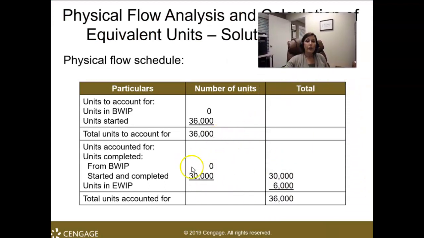So we've got this physical flow report that tells us how many units we need to account for and that we in fact accounted for those. But notice at this point we're not yet prorating our work in process. We're looking at these as whole units as part of work in process, so we have to fix that.